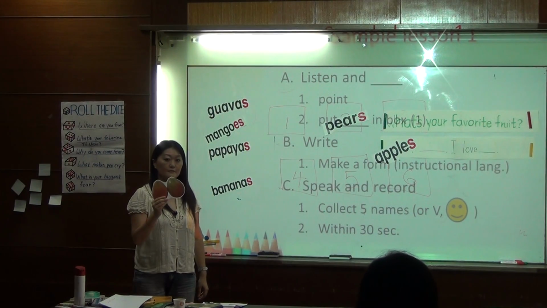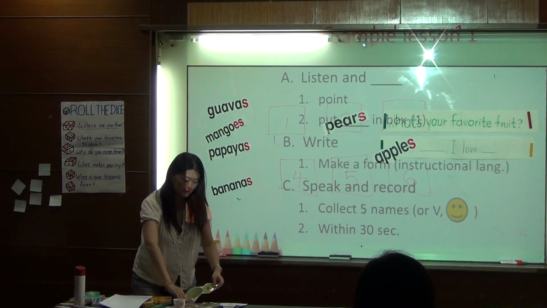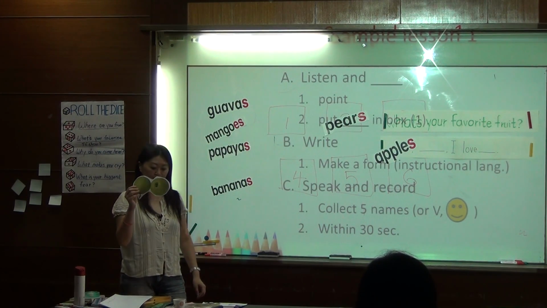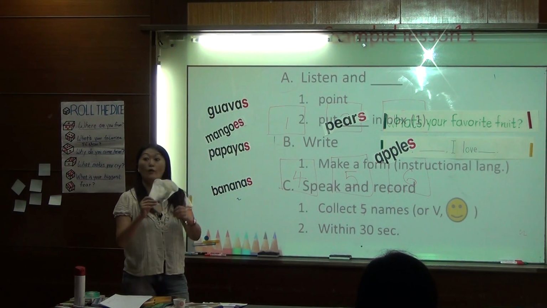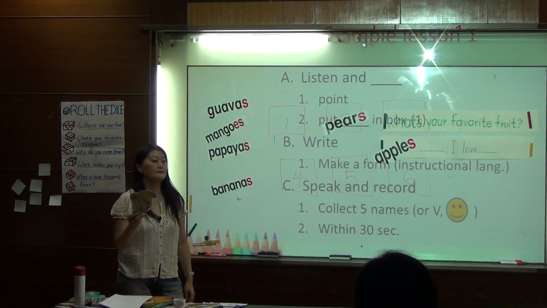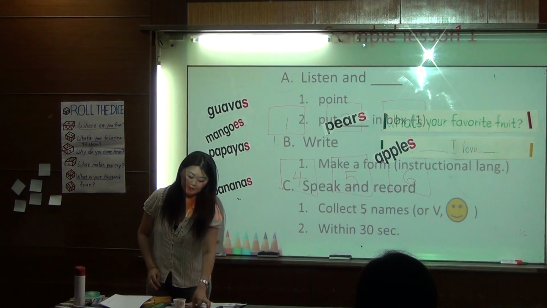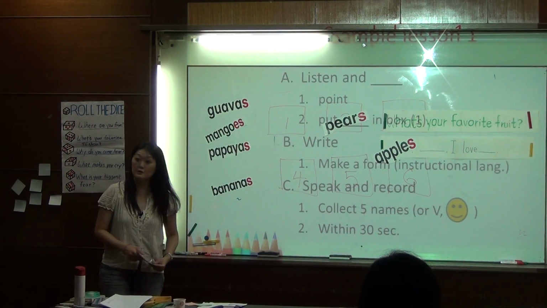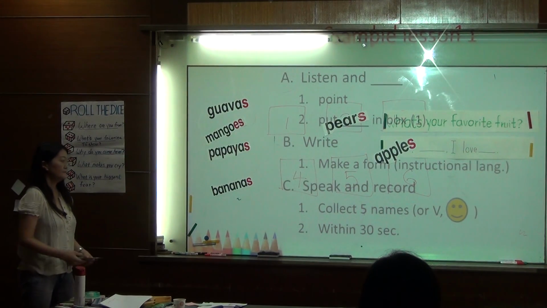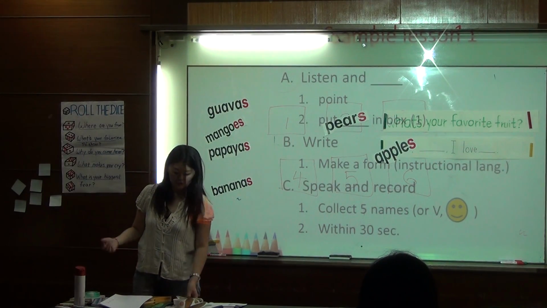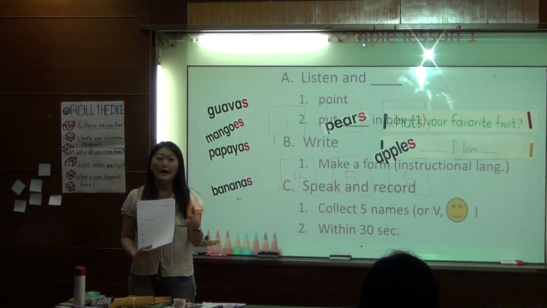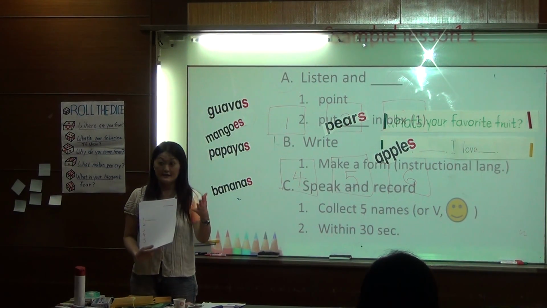Mangoes, mangoes, I love mangoes. What's your favorite fruit? Guavas. What's your favorite fruit? Bananas. Bananas, bananas. And then you continue this several times, and then maybe you can proceed to individual practice or as a group. And after a few times, you can have children stand up and walk around and interview other kids.